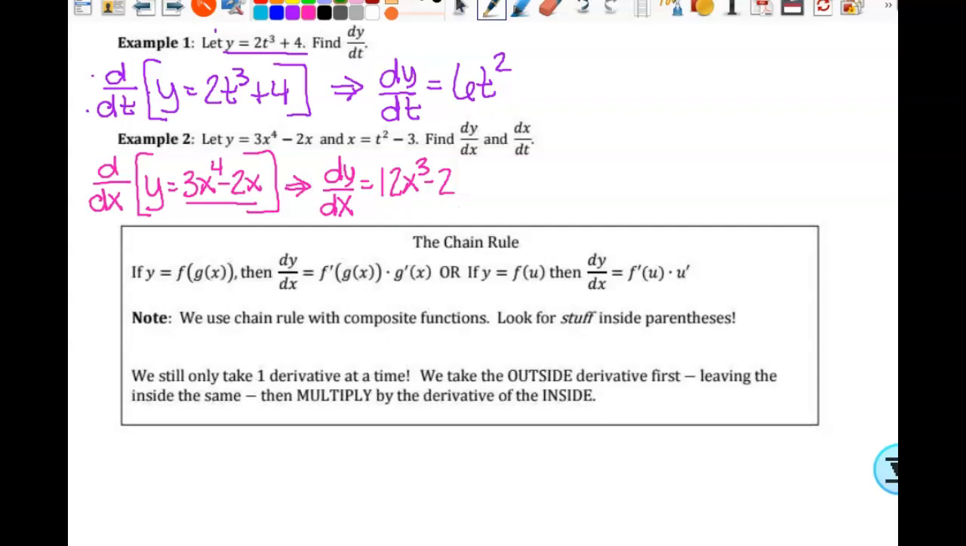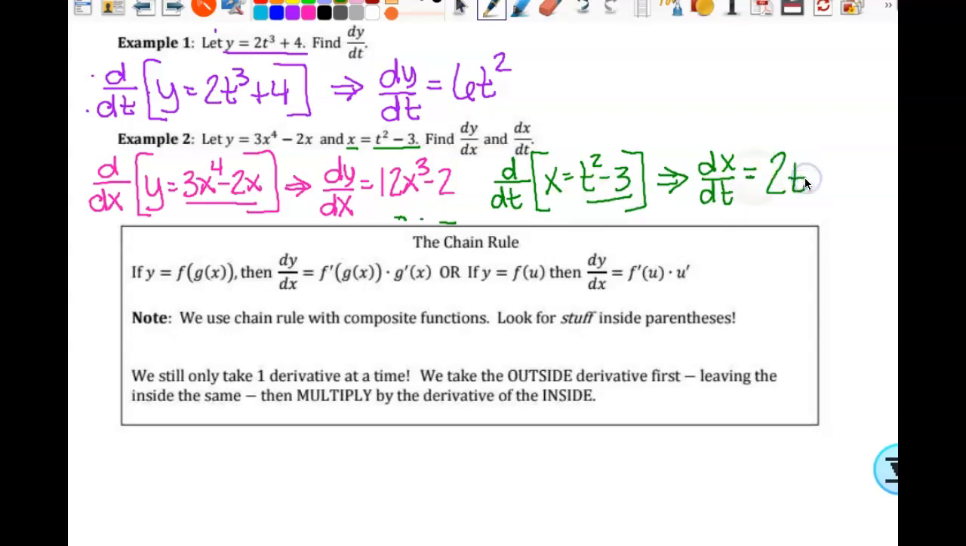And then I'm going to take the derivative of the second one. With this, x equals t squared minus 3, so I'm going to take this with respect to t. So when I do that, I'm taking the derivative with respect to t of x, so that's dx dt. And when I take it with respect to t of this, that just gives me 2t. The derivative of negative 3 is 0. Okay, so that's just kind of revisiting some notation.